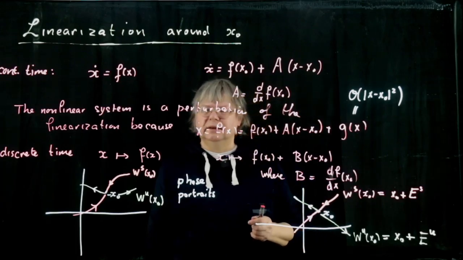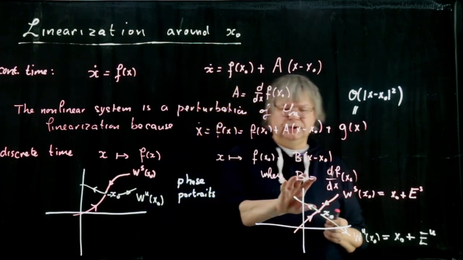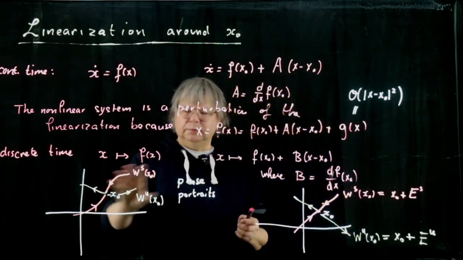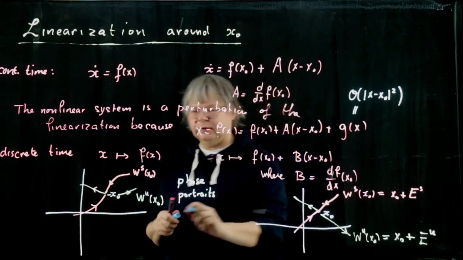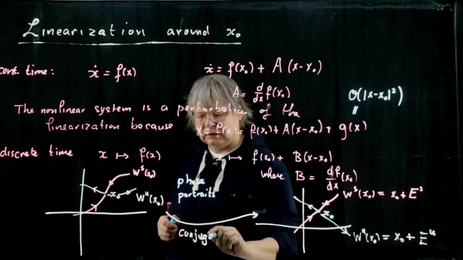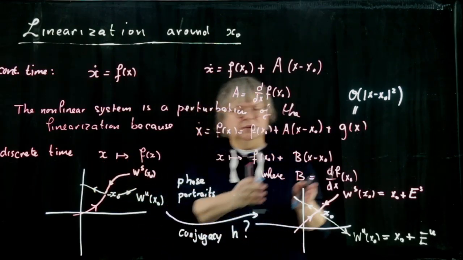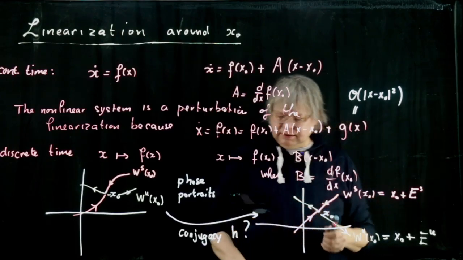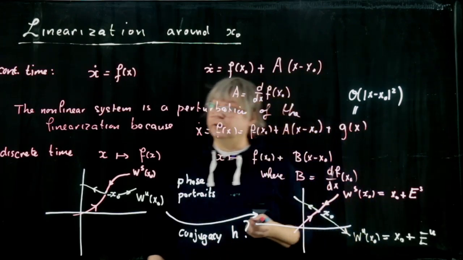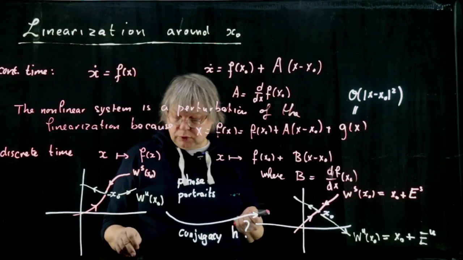Now it would be nice if we could relate the two phase portraits, and more specifically, if we could see this one as obtained after a change of coordinates from this one. That is to say, if there is some conjugacy H such that it moves this dynamics to this dynamics. And that is indeed the case for hyperbolic stationary points and also hyperbolic fixed points. And that is the contents of the next theorem, which is due to Hartman and Grobman.